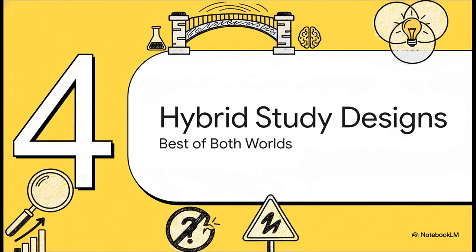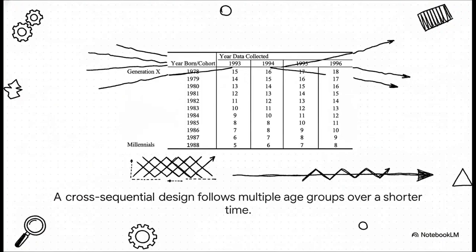Well, it turns out they've come up with some brilliant hybrid designs that let them have the best of both worlds. And here's the big idea. It's called a cross-sequential design. Instead of following one group of kids for 50 years, you follow, say, a group of 5-year-olds, 10-year-olds, and 15-year-olds for just a few years. Then you can kind of stitch their data together where they overlap. It lets you build a picture of development over a huge lifespan in a fraction of the time.